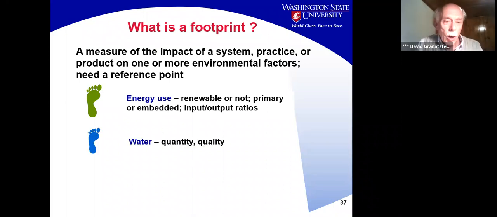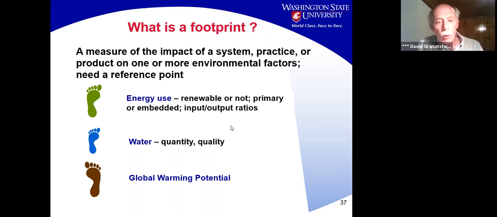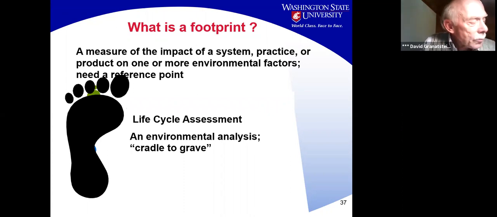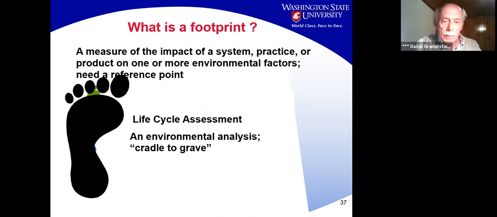We can certainly do water footprints, both the quantity and the quality. And we can do global warming, greenhouse gas type footprints. And then we can combine them in what's called the life cycle assessment. This is a process that was developed for industry, but it's being adapted to agriculture. It's a lot harder to use in agricultural systems, but people are doing it.